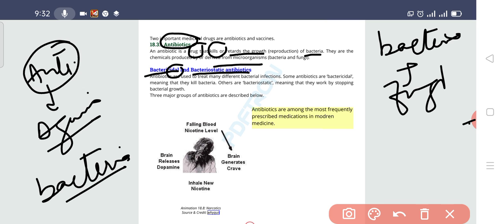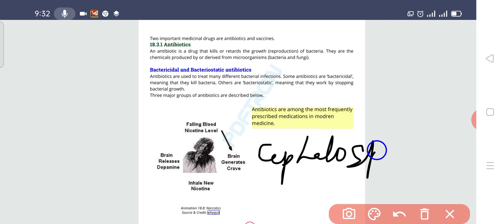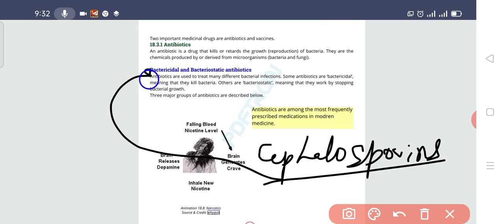Now there are basically three major groups of antibiotics which are described in your book. The first one is the cephalosporin. Now what is basically the cephalosporin? It is basically used to kill the bacteria. This antibiotic is basically bactericidal. This means that it is used to kill the bacteria.